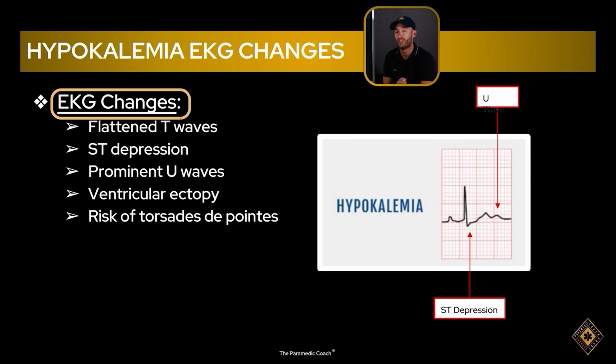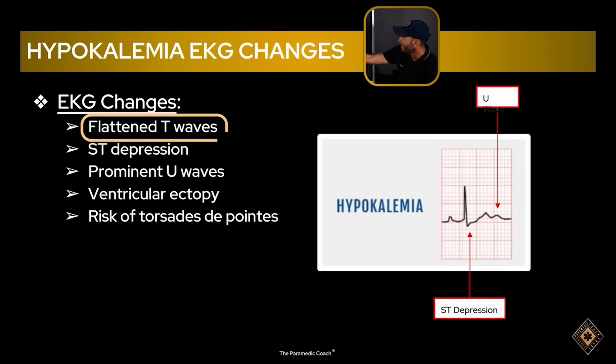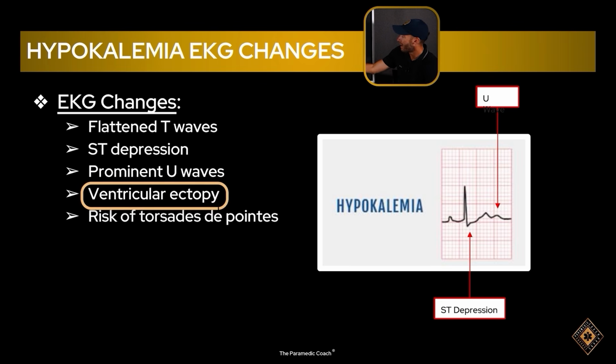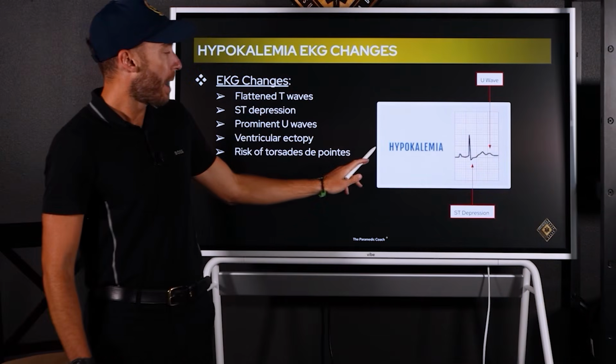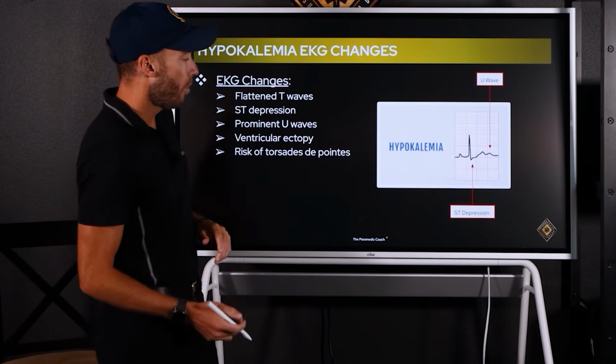Now, there are EKG changes with hypokalemia. Flattened T waves, ST depression. Whoa, prominent U waves. Check me out. I'm going to walk over there and show you. Ventricular ectopy and the risk of torsades de pointes. This is very interesting. Now look here, folks. Hypokalemia, okay? Now I'm going to roll over here.